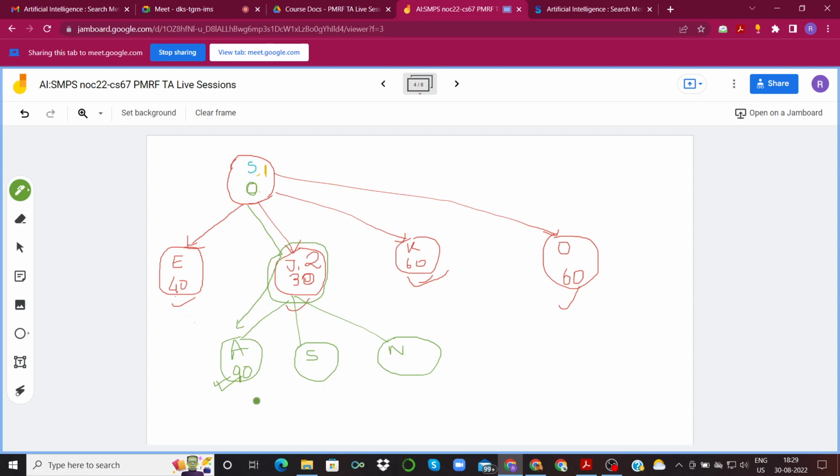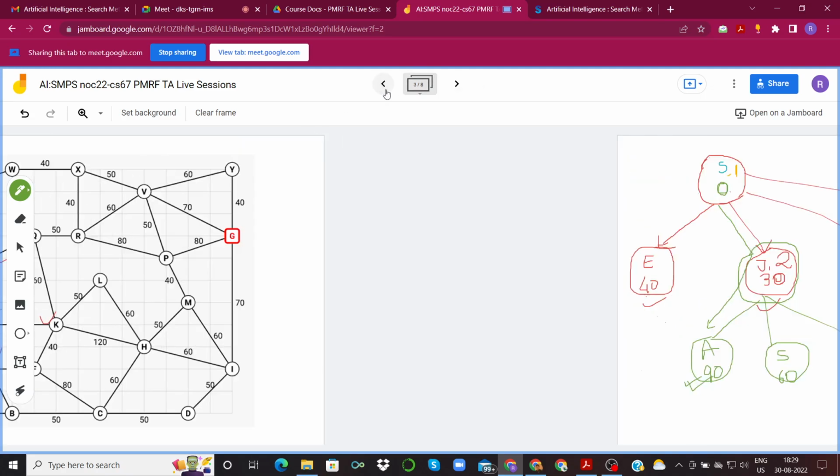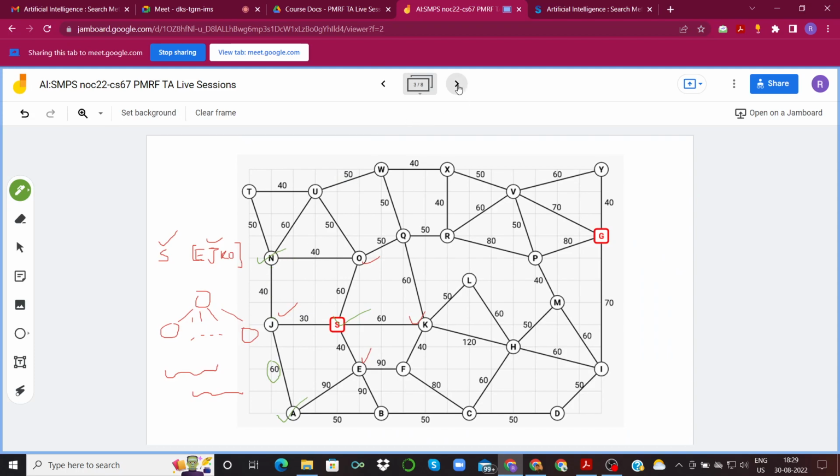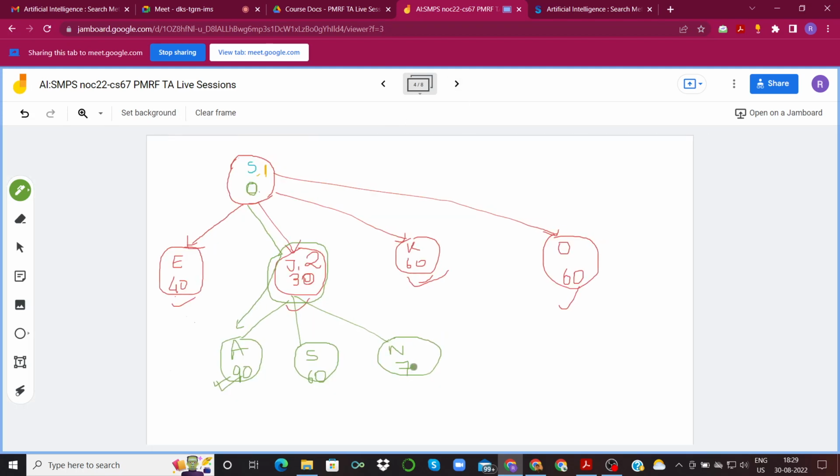So let's fill in the cost for the other nodes as well. For S, the cost would be 60, because we are going from S to J and back to S, so 30 plus 30, 60. And for N, 70. Now, remember we have refined this one, we have refined this one. Which among these would you refine next? E, A, S, N, K, O.